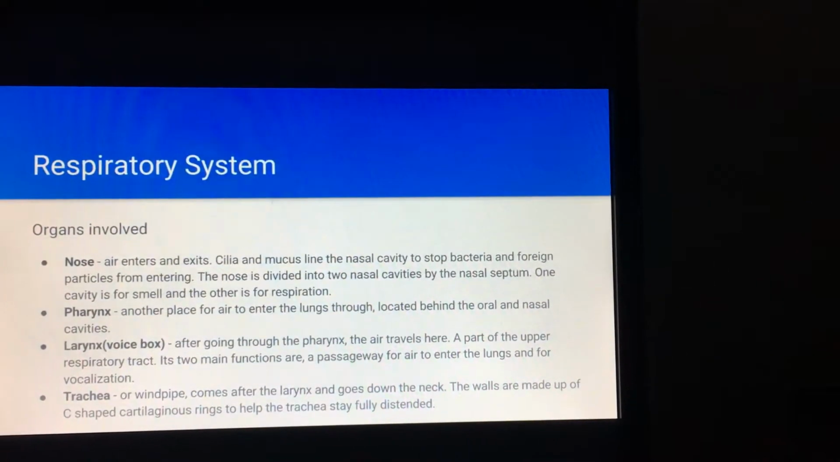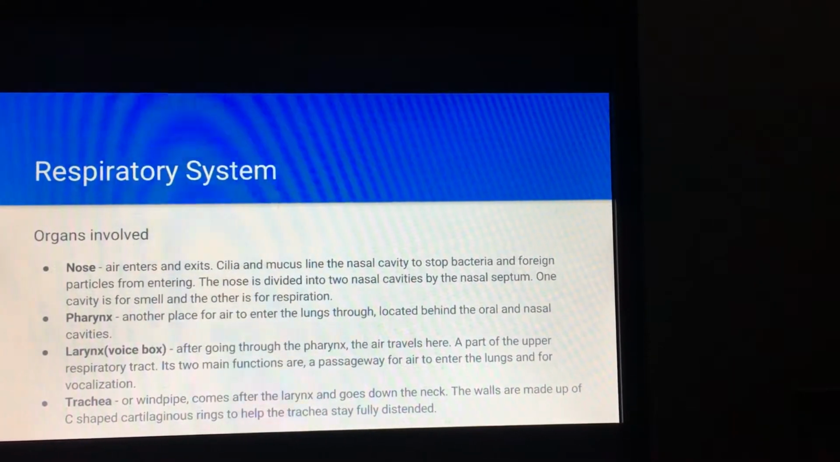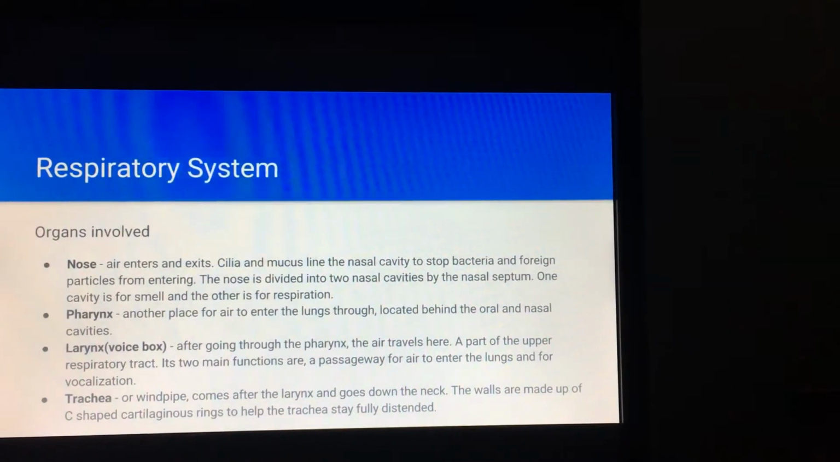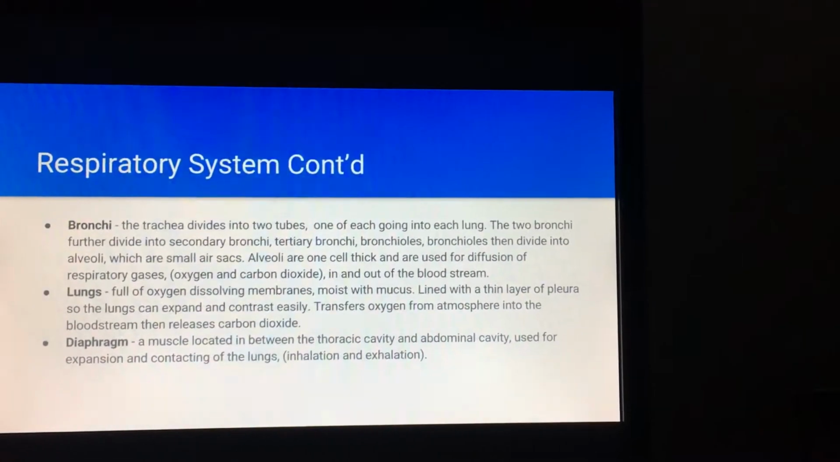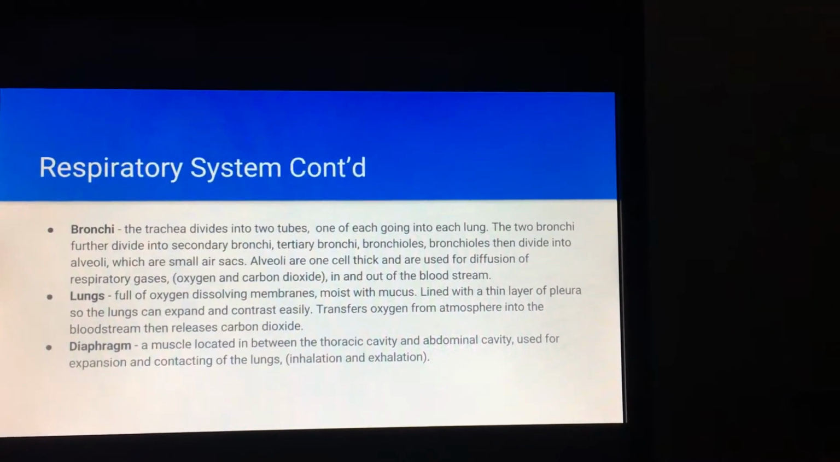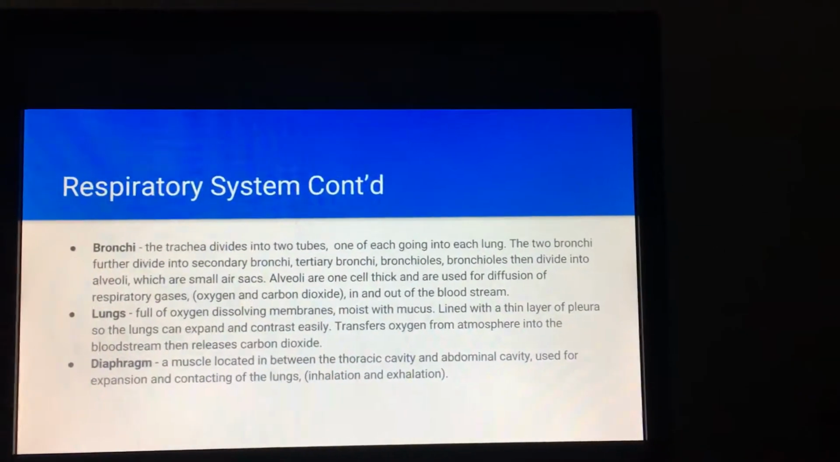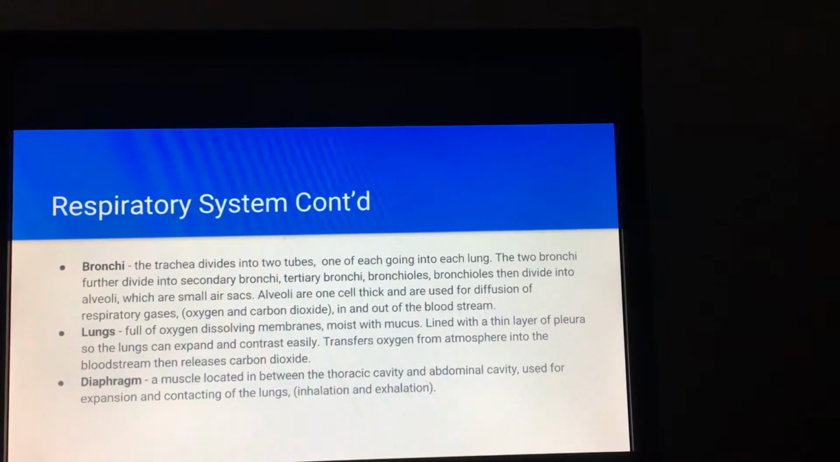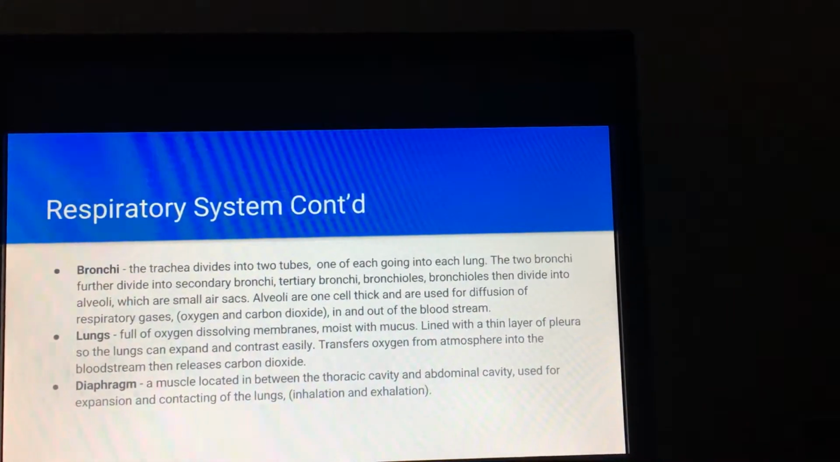The trachea, or windpipe, comes from the larynx and goes down the neck. The walls are made up of C-shaped cartilaginous rings to help the trachea stay fully distended. The bronchi: the trachea divides into two tubes, one going into each lung.